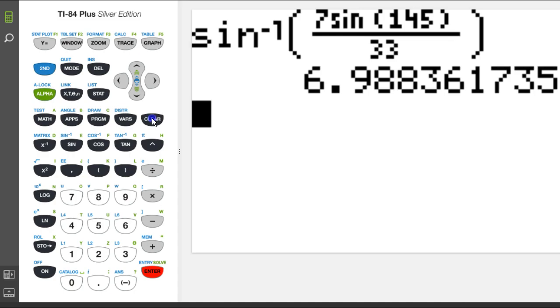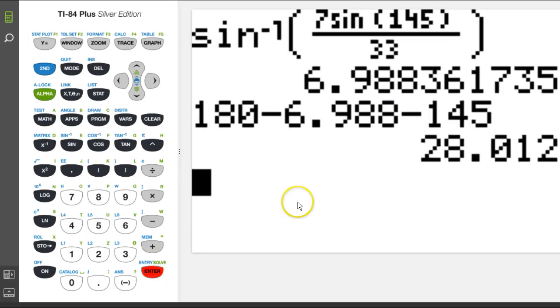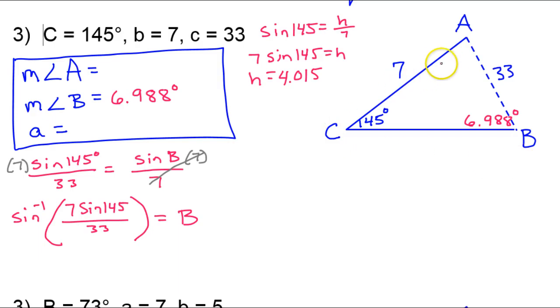So we just go back to the calculator and we do 180 minus 6.988 minus 145, and we get 28.012. So this is 28.012. And all we need to do now is find side A.